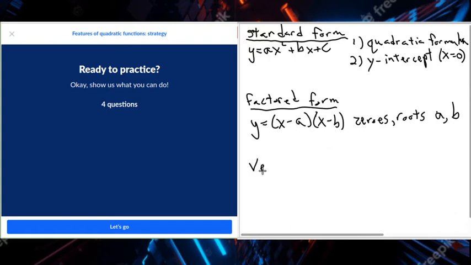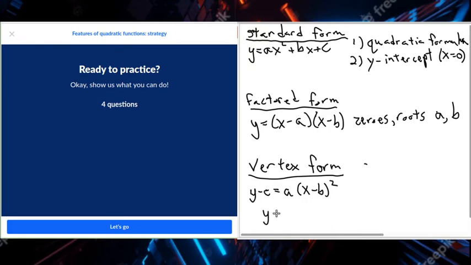The last one we've been working on is the vertex form. Of course, the vertex form helps us find the vertex. That's not really a surprise. When we want to find the vertex, we can say y minus c is equal to a times x minus b squared, or more often you'll see y equals a times x minus b squared plus c.